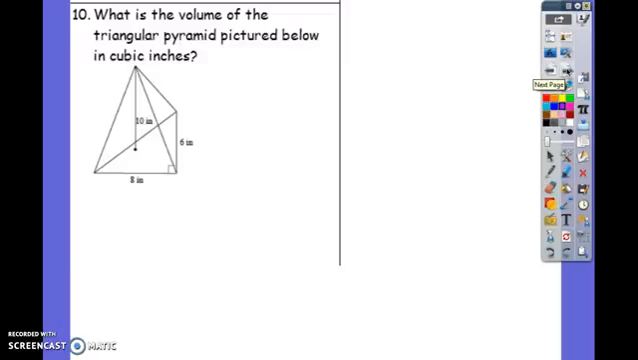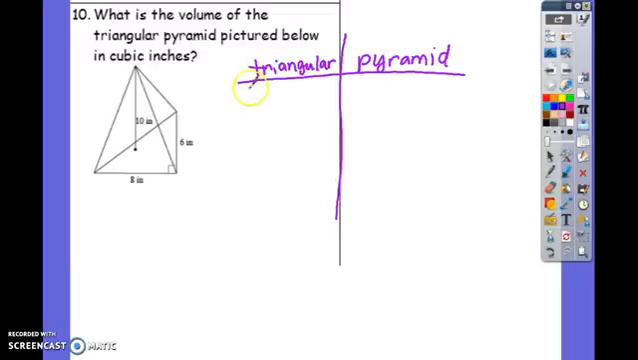Number 10. What is the volume of the triangular pyramid pictured below in cubic inches? I have a triangular pyramid, so I'm going to make my T-chart. Triangular pyramid. Base is going to be a triangle. Write the correct formula. Pyramid, volume is equal to 1/3, area of the base times the height of the pyramid. So we want to look at just the base for the left side. So we can shade our base. So we're looking just at the triangle.